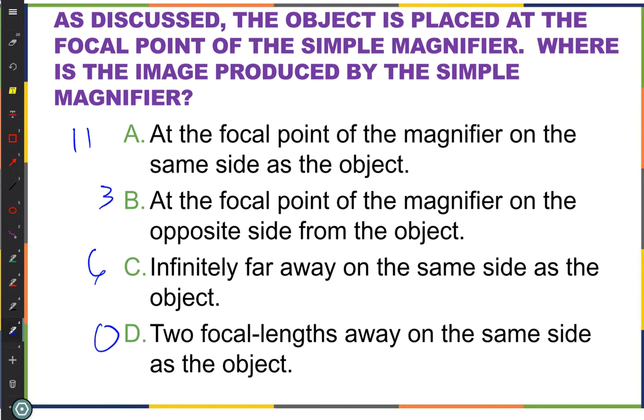So, answer B, and it was based on the thought process of the magnifier. If you're at the focal point, it should produce the same image at the focal point on the other side. But I'm saying that was an incorrect assumption. It is incorrect.